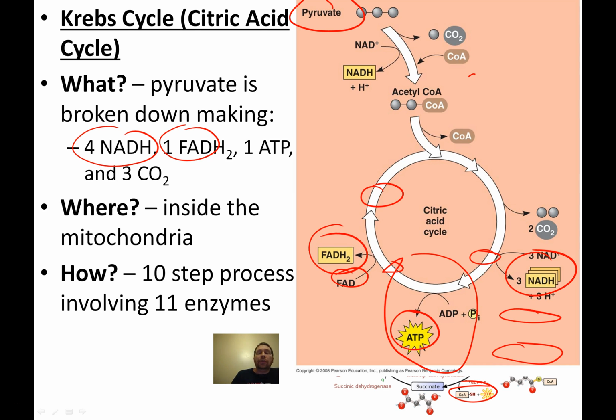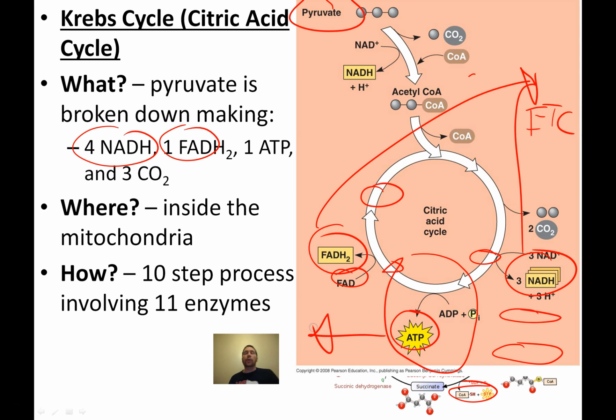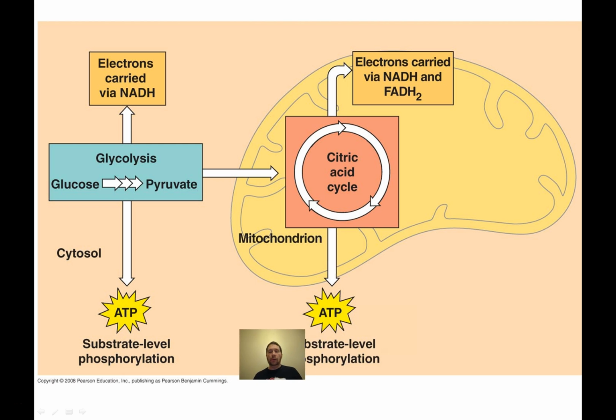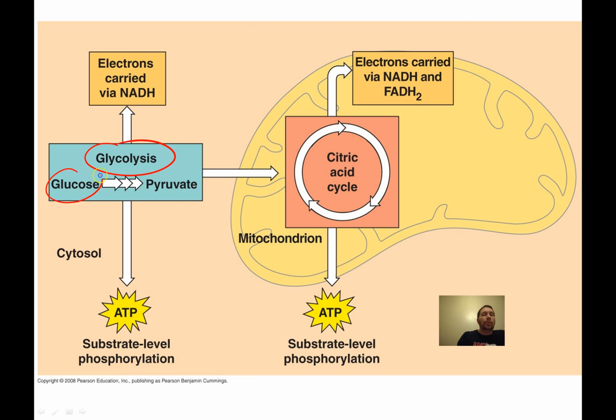Now, the FADH2 and the NADH, these guys right here, they're going to go off and they're going to be used in the electron transport chain. And once again, the ATP can be used wherever the cell decides it needs to use some ATP. So to put together everything that we've talked about so far, we started out with glycolysis, and in glycolysis we took glucose and we converted it to pyruvate. As we did that, we made NADH and we made ATP.